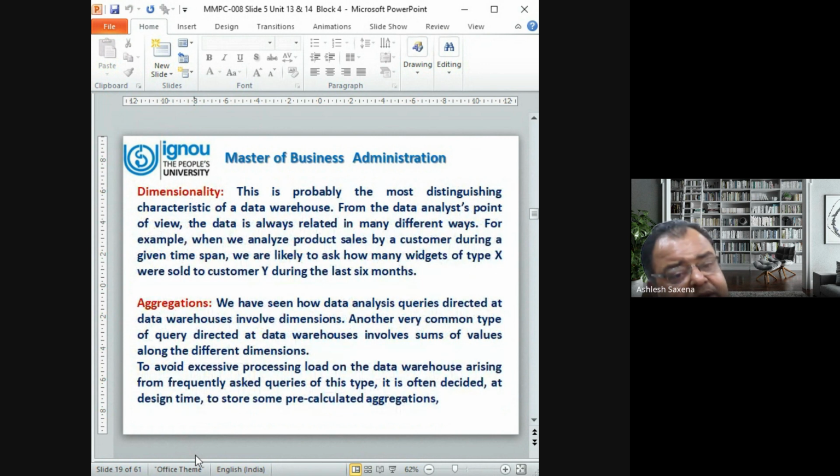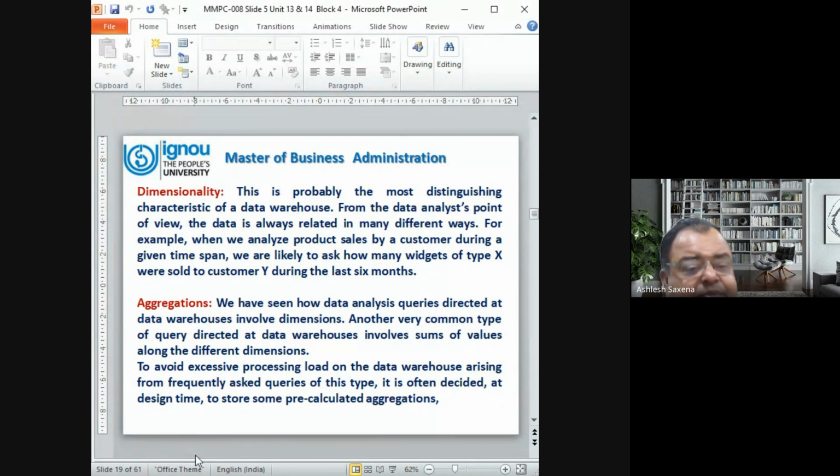Dimensionality. This is probably the most distinguishing characteristic of a data warehouse. From the data analyst's point of view, the data is always related in many different ways. For example, when we analyze product sales to customers during a given time span, we are likely to ask how many widgets of type X were sold to customer Y during the last 6 months.